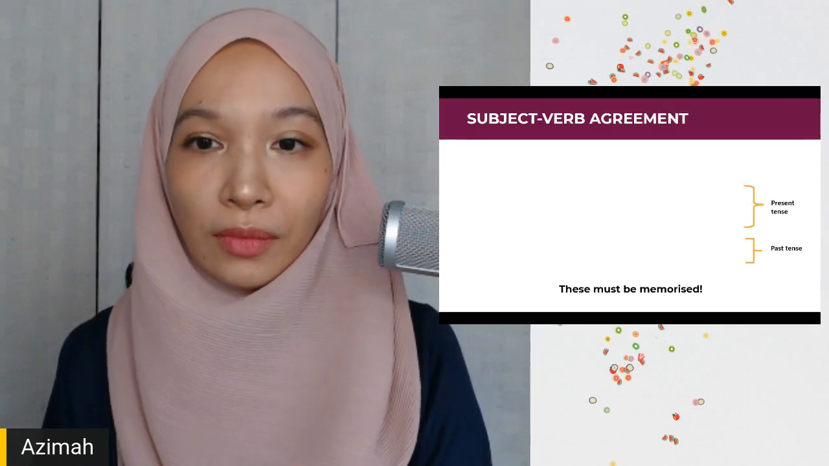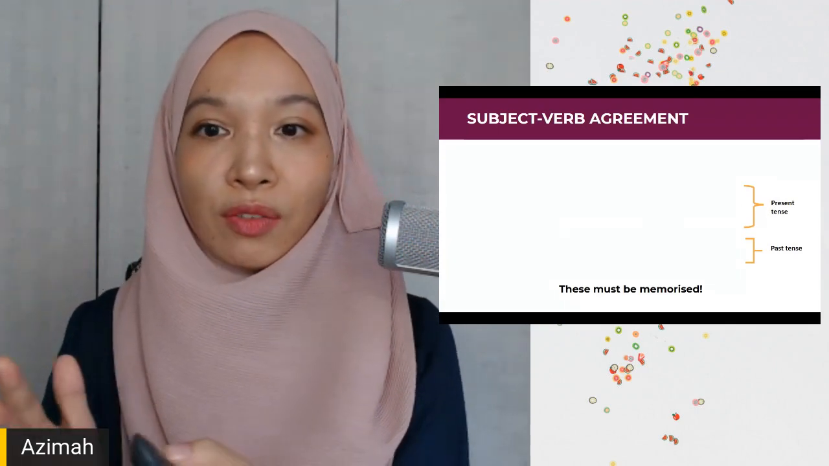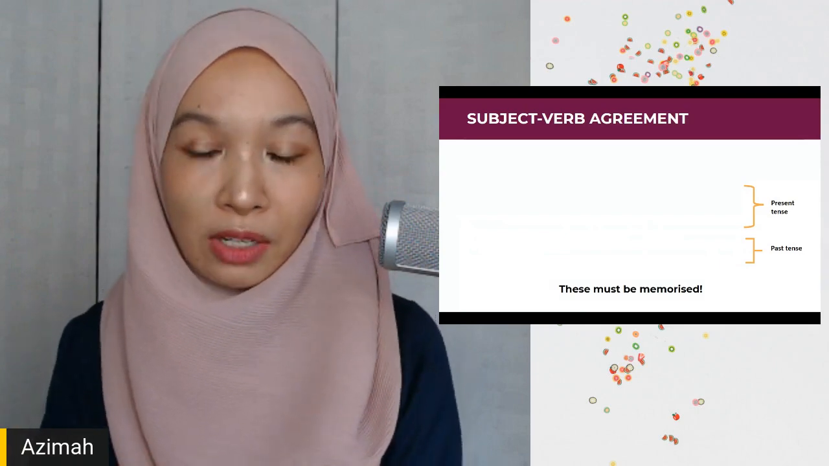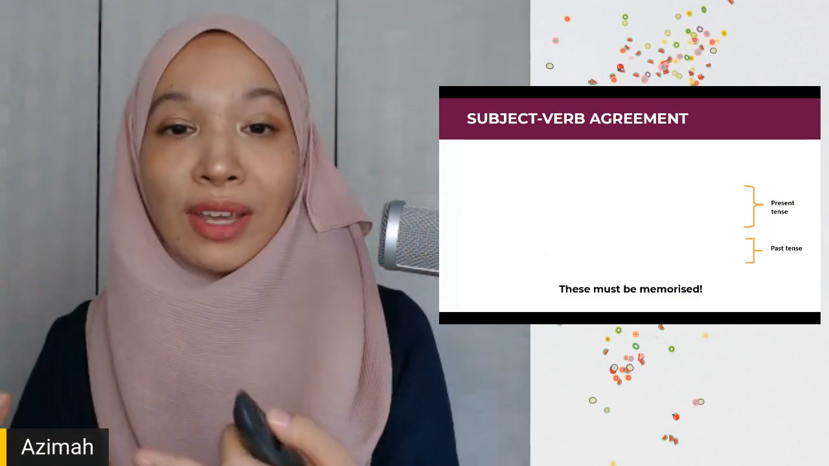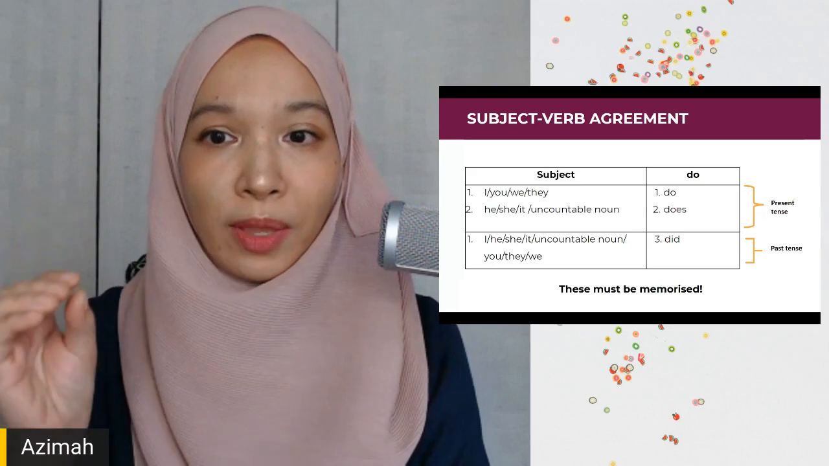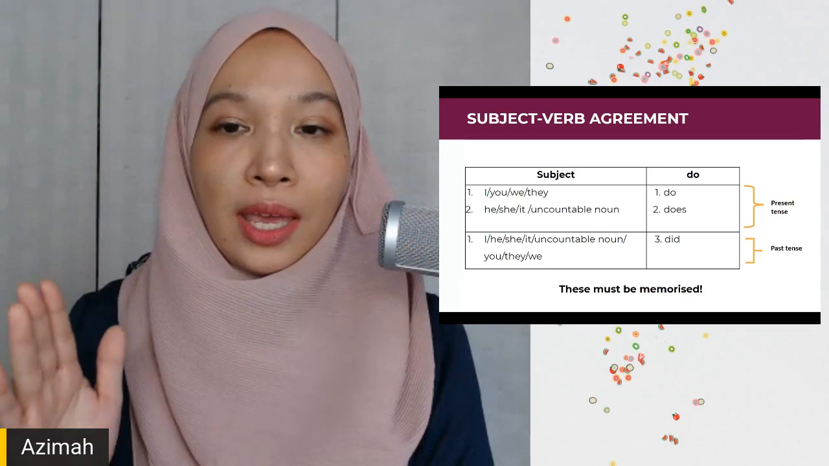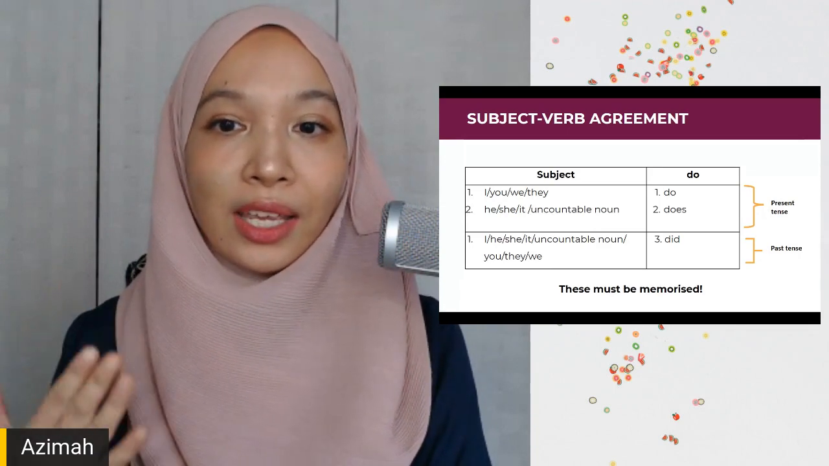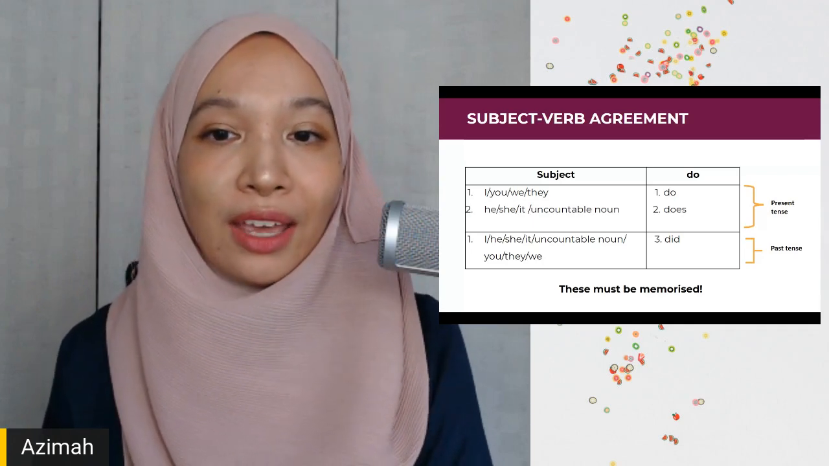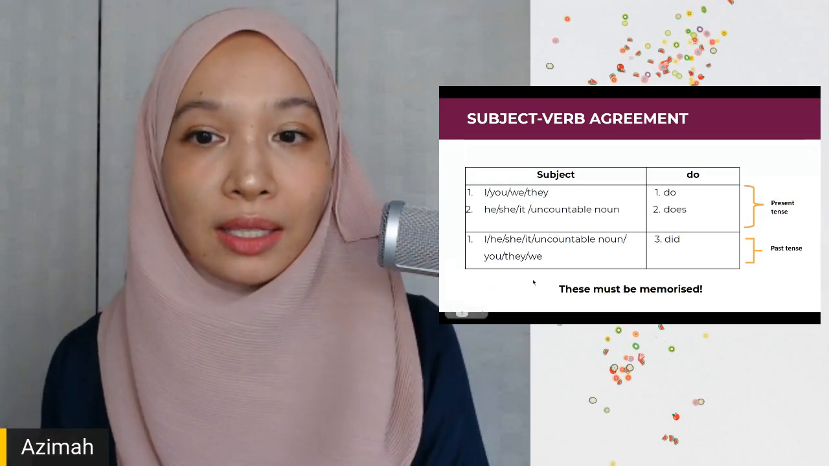Okay. So firstly, I have to give you this rule. This is the subject-verb agreement rule that you need to understand first, and these must be memorized in order for you to get it right. So in the present tense form, there's do and does. And in the past tense form, there's did. If the subject is I, you, we, and they, we use do in the present tense. If it's he, she, it, or an uncountable noun, it's does, okay?